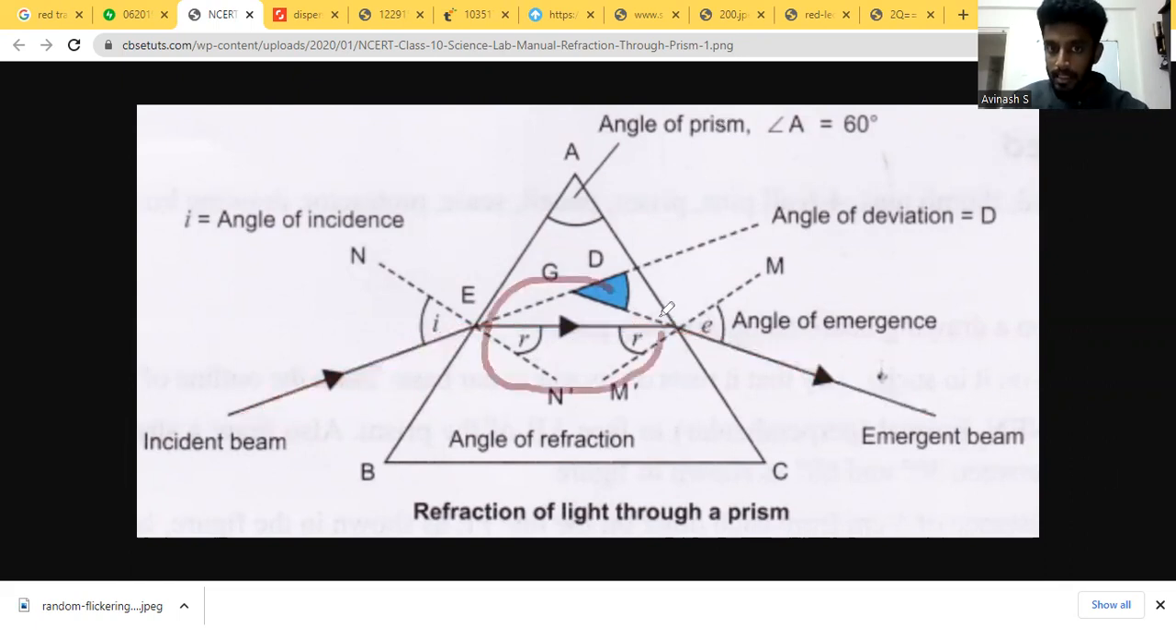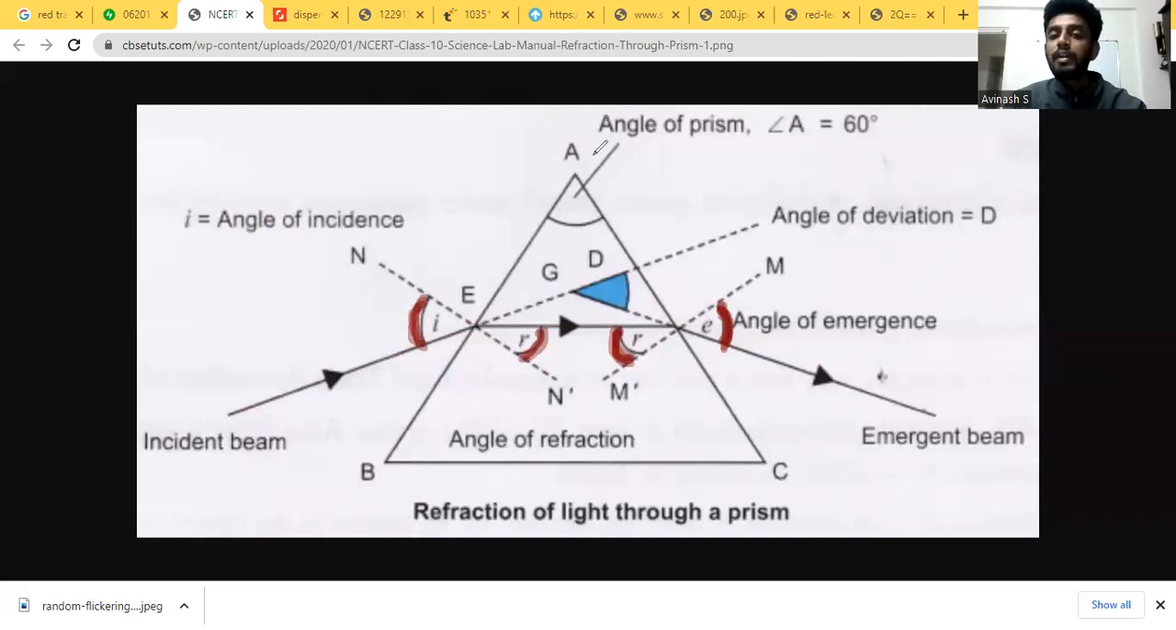In due course, in this gap, it will get split into 7 colors, and they have given only one of the colors to make the diagram a bit simpler. They have shown only one line to make the diagram a bit simpler. Now, we know there are 2 normals for the 2 interfaces. This is one interface, and you can see one normal. And there is another interface, and we can see one more normal also. Now, the angle between the incident ray and the normal is called the angle of incidence. The angle between the normal and the emergent ray is called the angle of emergence. The angle between the normal and the refracted ray on both sides is called the angle of refraction. So this is something that we need to know.